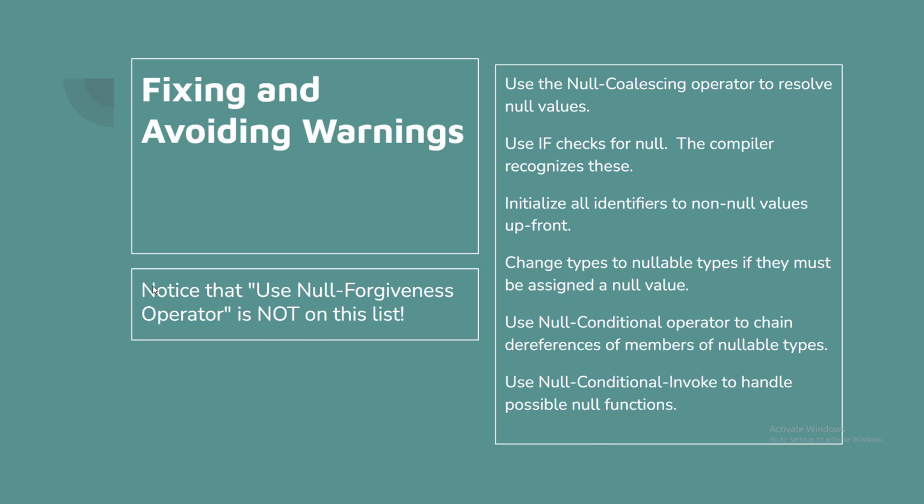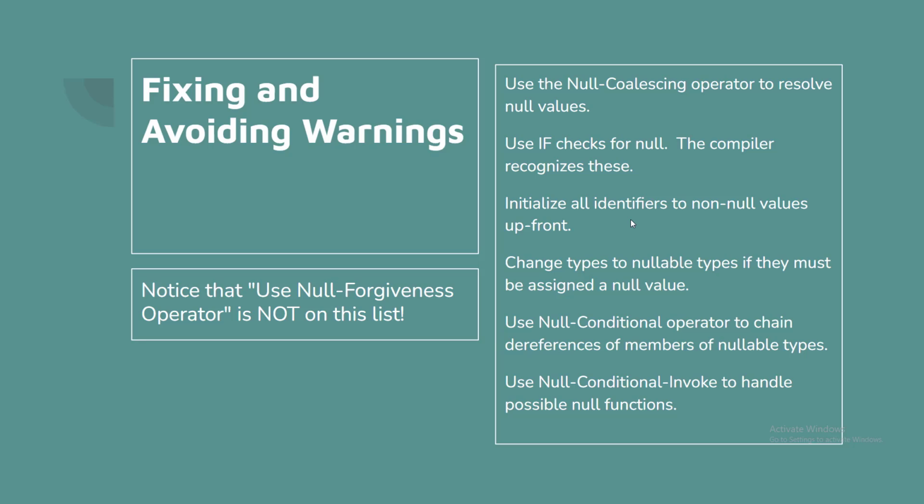So here I say how to fix and avoid the warnings, and I've got a list here. And I say, notice that use null forgiveness is not on the list of how to resolve these issues. So use the null coalescing operator, which we've talked about. I have a slide for use if checks for null. Initialize all identifiers to non-null values up front, which is what I was doing on the previous slide. Change types to nullable types if they must be assigned a null value. And this is really probably the best solution if you're tempted to use a null forgiving operator.